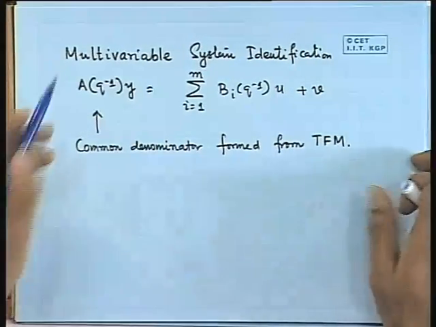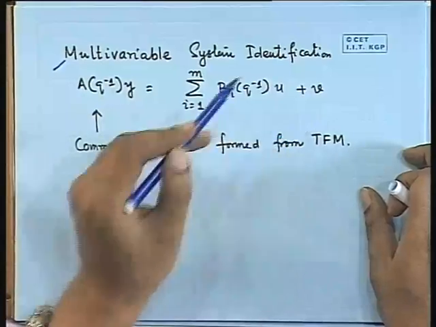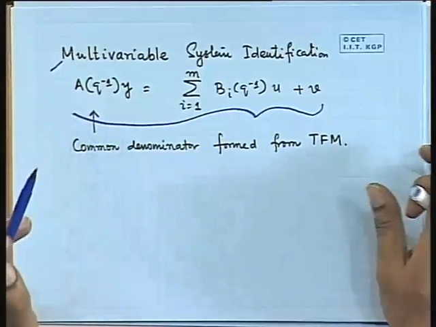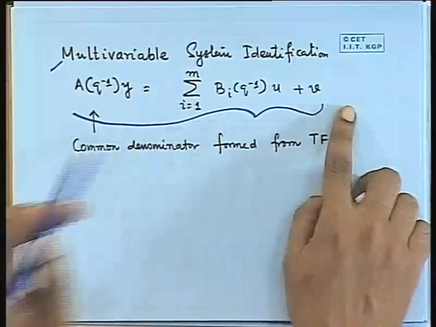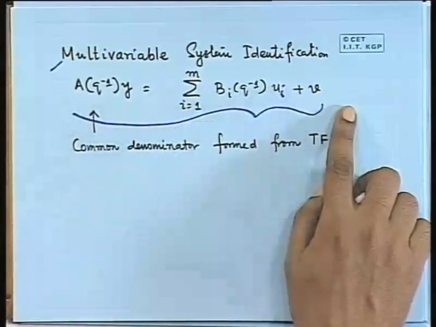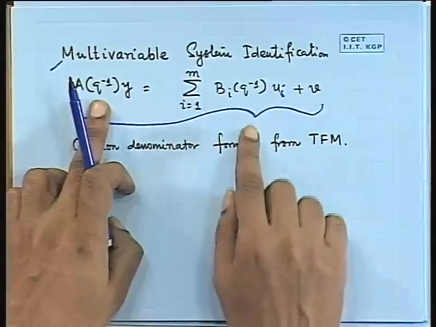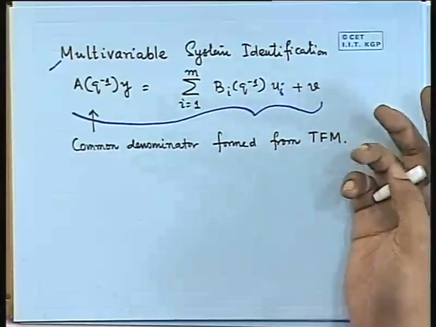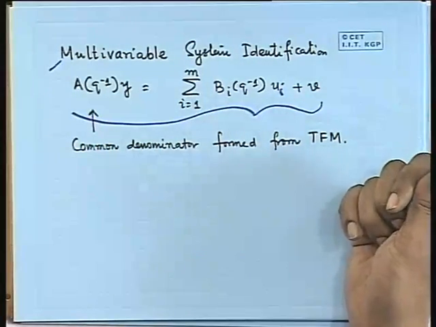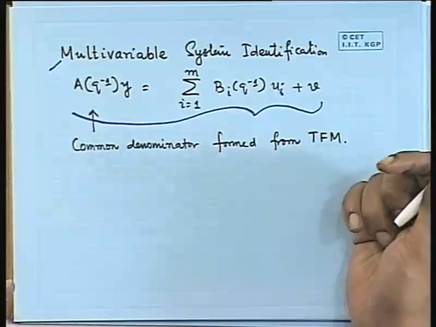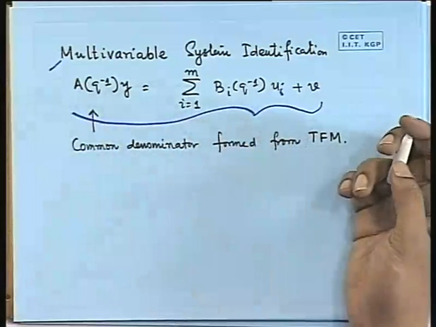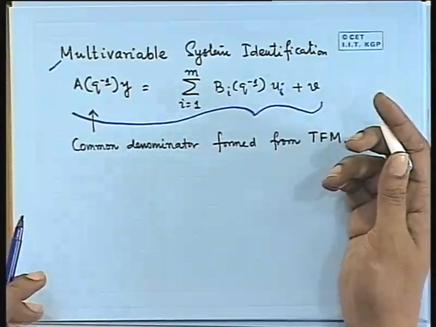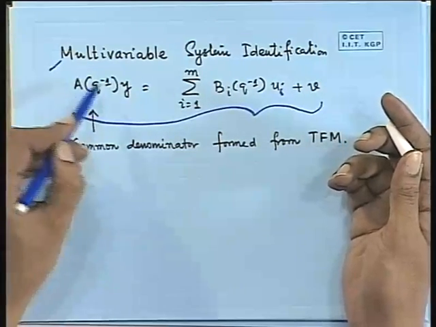Firstly, we didn't talk about multivariable. That is very simple. For a multivariable system, your parameter estimation equation will become like this. Rather than having A(q inverse) Y is equal to B(q inverse) U, you will have a number of B's. There is nothing very unusual. So the multivariable identification can be done exactly in the same manner. And this is the common denominator.